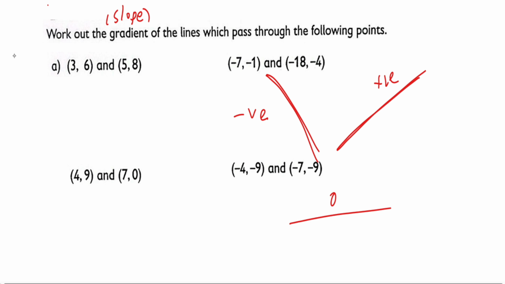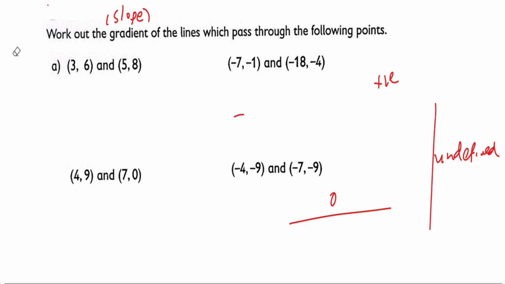So ikiwa ni horizontal line, the slope is 0. If it's like this, the slope is undefined. So these are things that you should know. But let's delve into much important aspects.